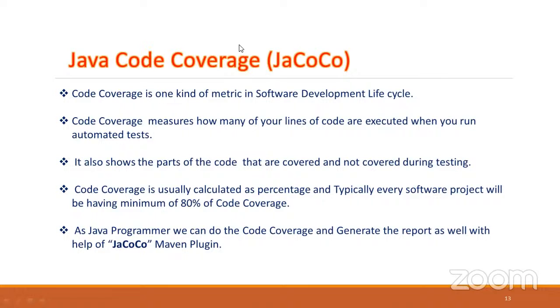So simply, that is code coverage. Code coverage measures how many lines of your code are executed when you are running the automated test cases. When you run your test cases, it always measures the number of lines executed in your source code. Code coverage also shows the parts of the code that are covered and not covered during the testing.